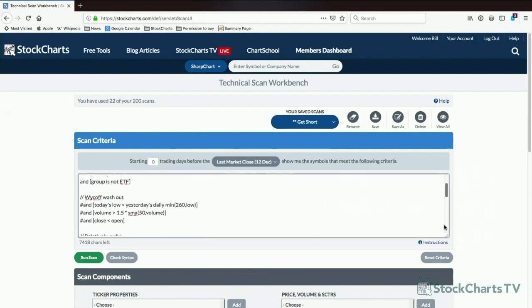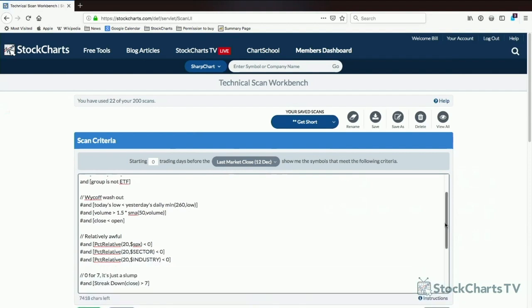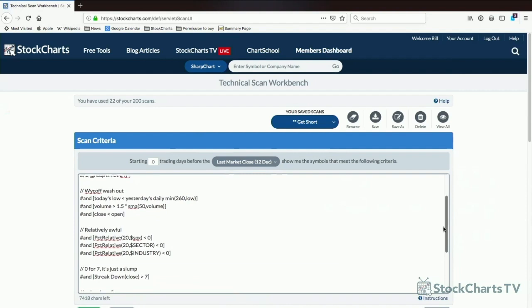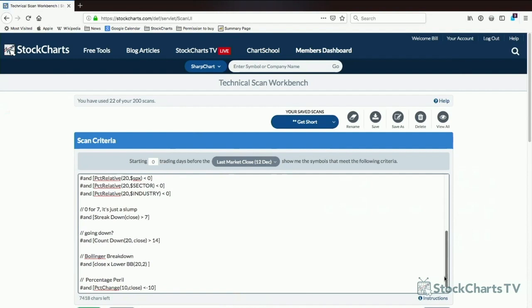From there, let's pull this out a bit. I've got a number of different things to look for. I've got a Wyckoff washout, relatively awful, 0 for 7, going down, Bollinger breakdown, and percentage peril. And when I was writing these, I felt like I was announcing Jeopardy channels or something.